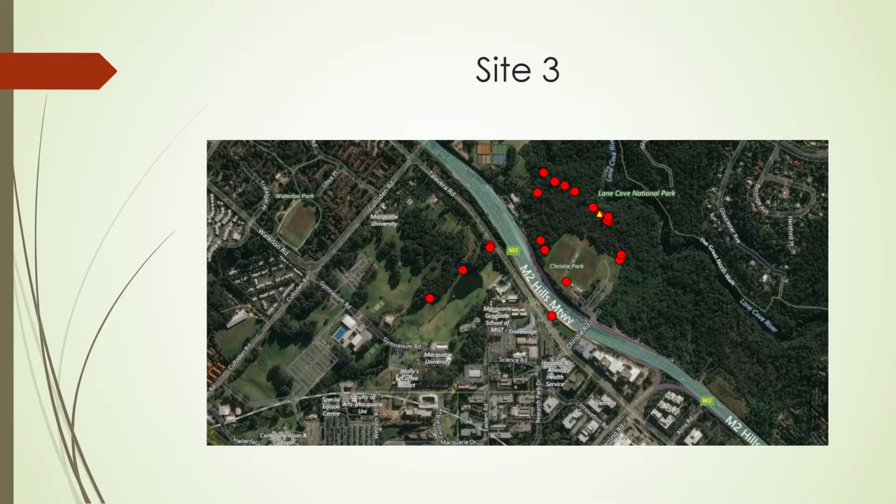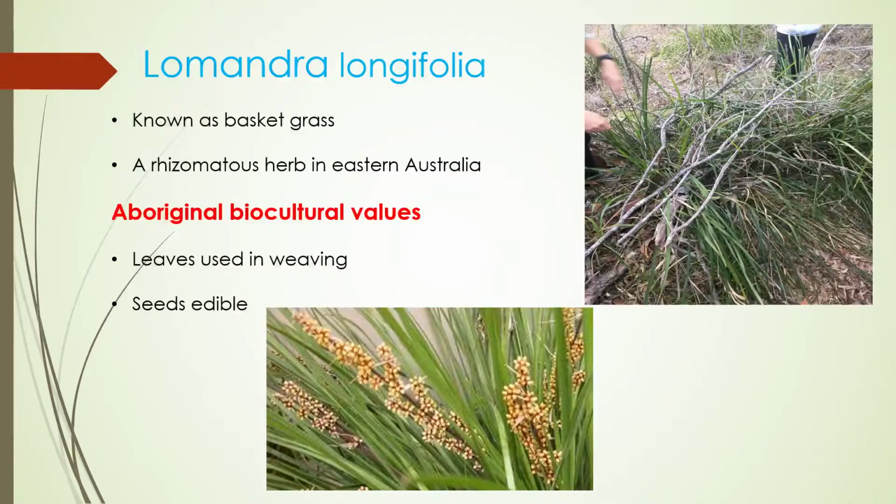After walking a short distance, you will arrive at Site 3, and you can find another common species, which is Lomandra longifolia. It is also known as basket grass, which is a rhizomatous herb in eastern Australia. The Aboriginal biocultural values are that its leaves can be used in weaving, and they are edible.